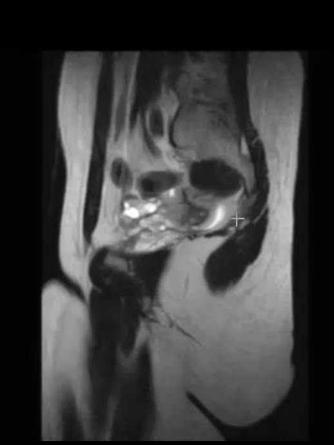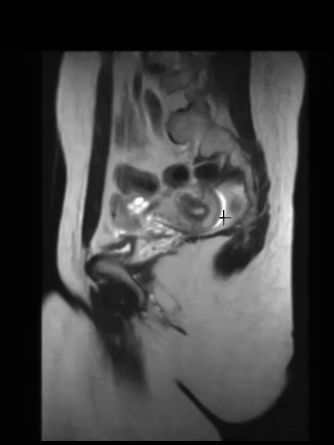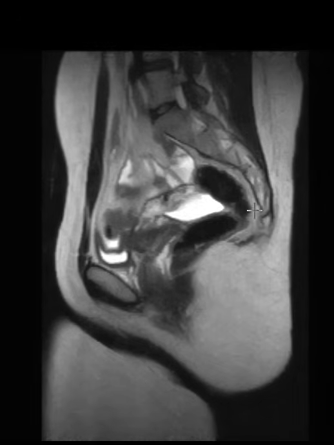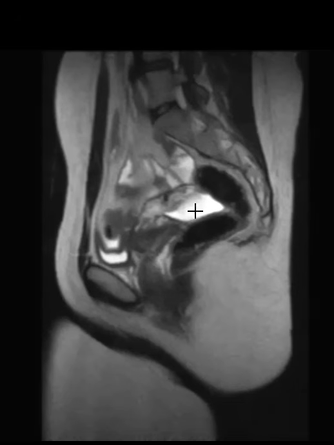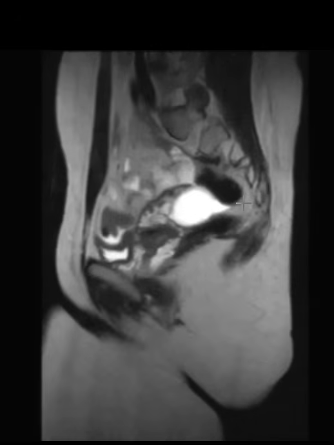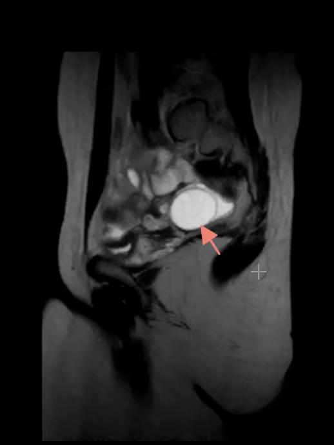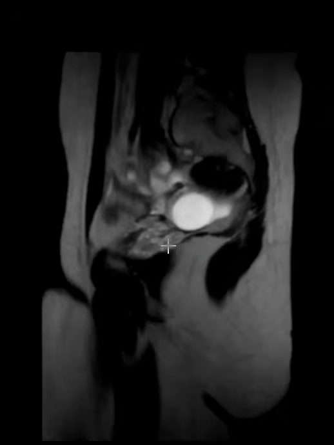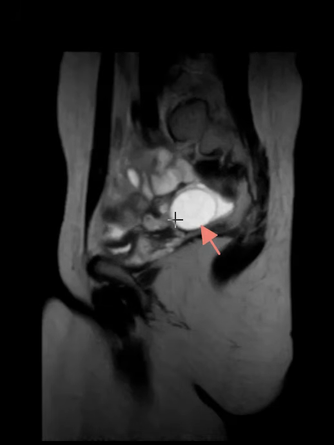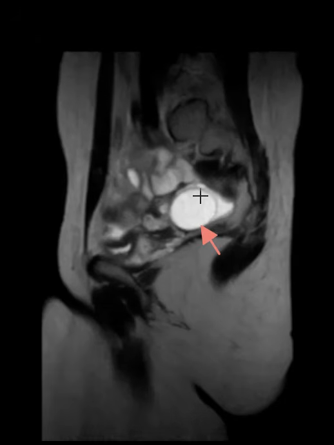If we roll off to the right side, here's the left side, a little bit of fluid behind the uterus. As we roll off to the right side, we see the main problem. There's fluid on the right side by the uterus, and I have an arrow pointing to a thing that looks like an egg here. This is a cyst. Looks like a simple cyst, very clean, sharply defined, homogeneous.